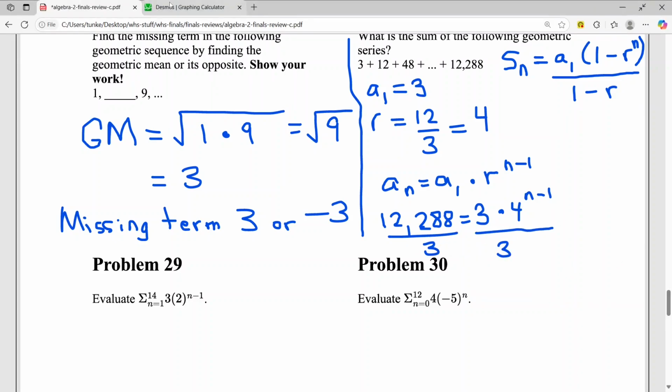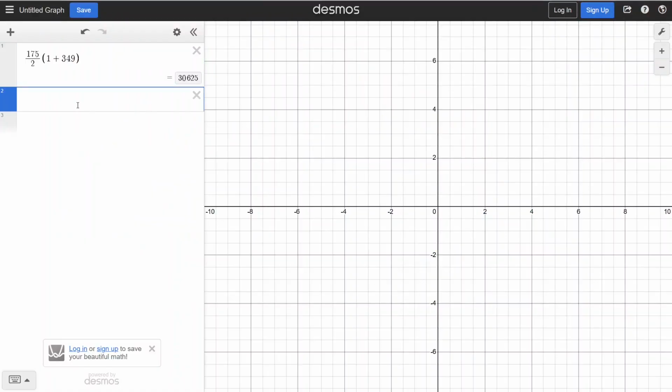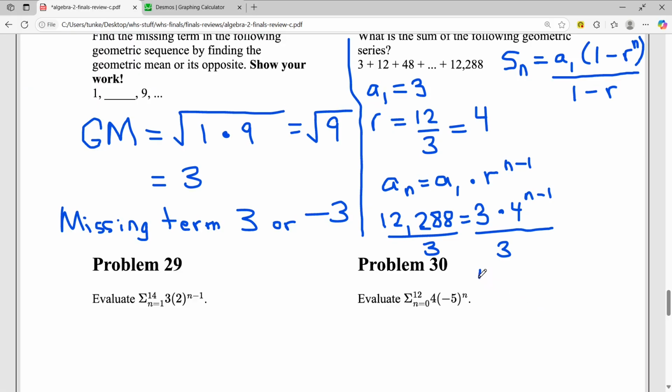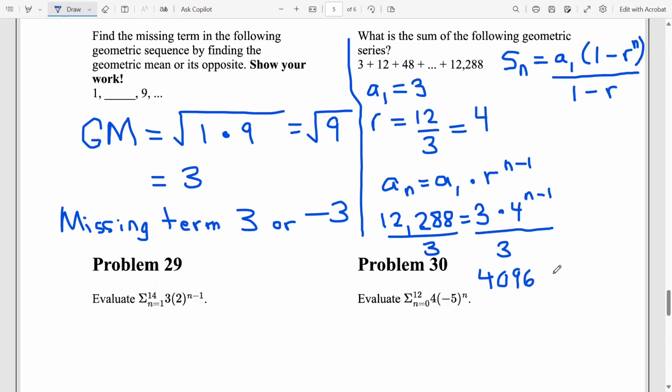Okay, so let's divide 12,288 divided by 3, and we get 4,096. So we get 4,096 equals 4 to, because these threes cancel, right? 4 to the n minus 1 power. So we can put 4 to the x minus 1 power equals 4,096, and that'll give us a straight line through what x is here.